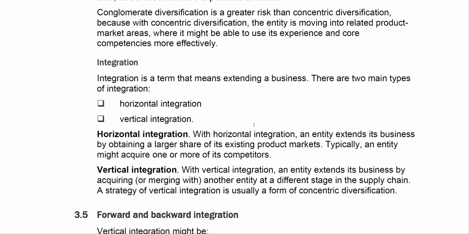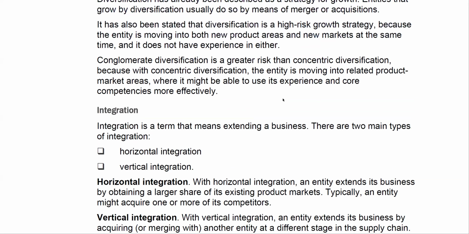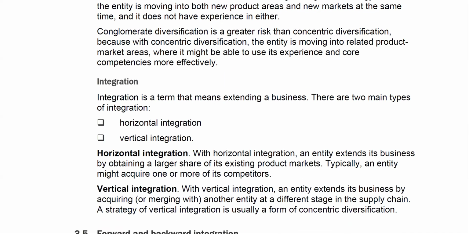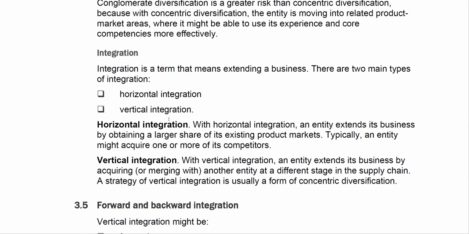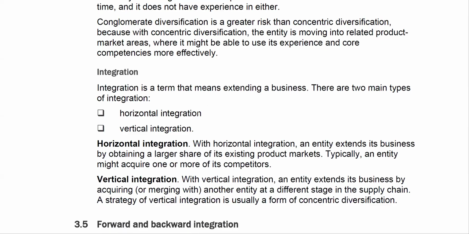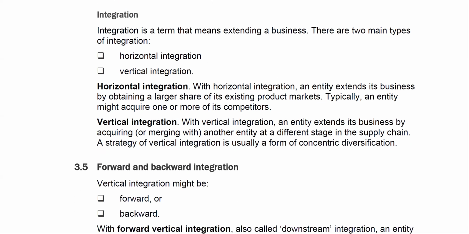So integration is a term that means extending a business, and integration is a form of diversification. There are two main types of integration: horizontal integration and vertical integration. So if they ask you about types of mergers, you can use horizontal integration and vertical integration to explain it. These are all types of mergers.